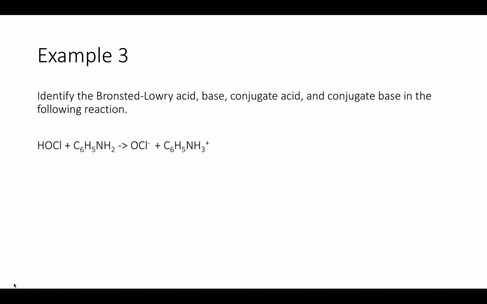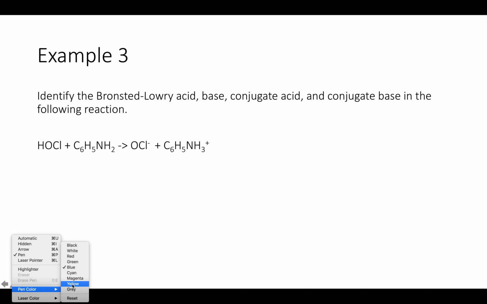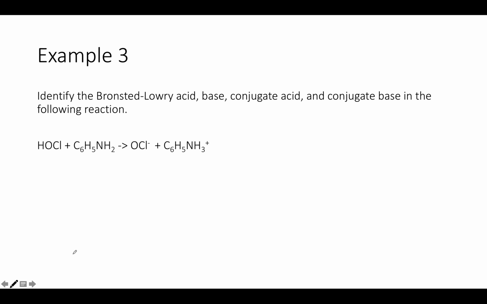Okay, identify the Bronsted-Lowry acid, base, conjugate acid, and conjugate base in the following reaction. So what you want to do first is identify on your reactant side which is your base and which is your acid. This has a hydrogen attached to it, so I already know that this is my acid. And this is my base. Now what's going to happen? Well, it's dissociating 100%.